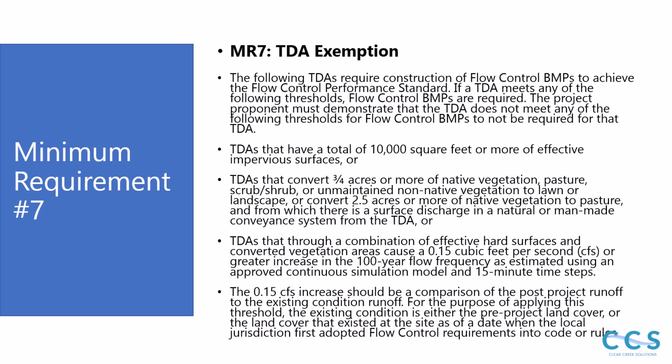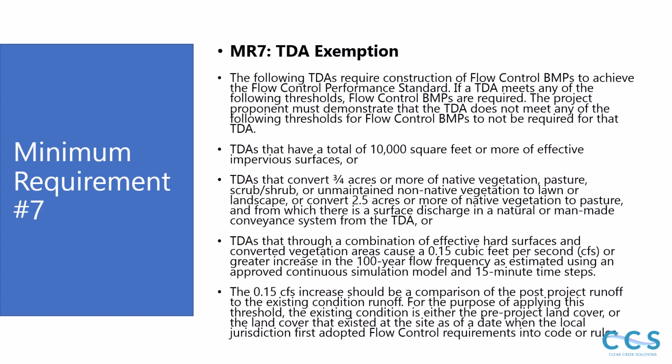TDAs that have a total of 10,000 square feet or more of effective impervious surfaces, or TDAs that convert 3/4 of an acre or more of native vegetation, pasture, scrub, shrub, or unmaintained non-native vegetation to lawn or landscape, or convert 2.5 acres or more of native vegetation to pasture, and from which there is a surface discharge in a natural or man-made conveyance system from the TDA.